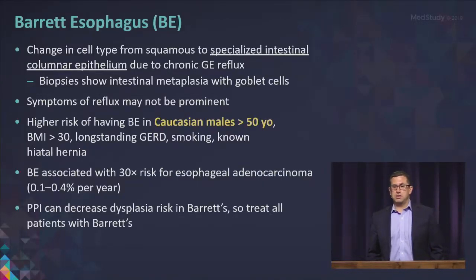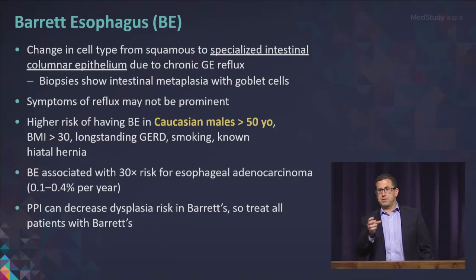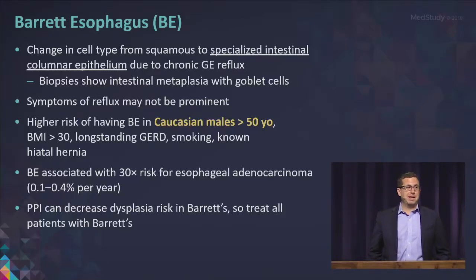This is a change in the cell type in the lower esophagus at the GE junction from squamous, which is normally present, to specialized intestinal columnar epithelium. What that means is that when you look at it under the microscope, it shows intestinal metaplasia with goblet cells. Goblet cells are the tip-off that Barrett's is present. Importantly, a lot of patients may not have any symptoms of GERD. So you may be doing EGD for a different reason, and then you just happen to find Barrett's.